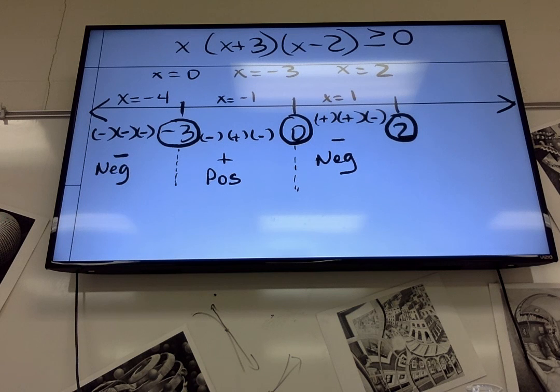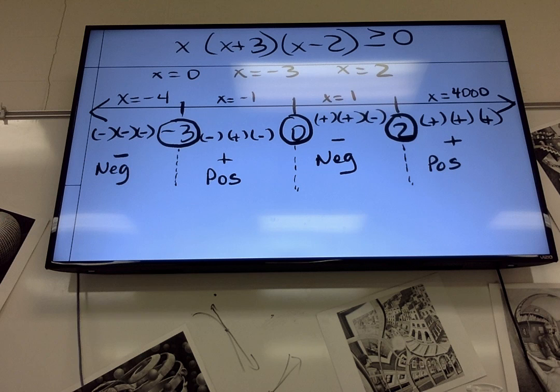And then the last one is to infinity. So what do you want to plug in for x? 4,000. Okay, let's do it. And so the first one is positive. Next one? Positive. Next one? Positive. Okay. We can still do it. Not like we're having to find an answer. We're just figuring out if it's positive or negative. Okay, so that's helpful.